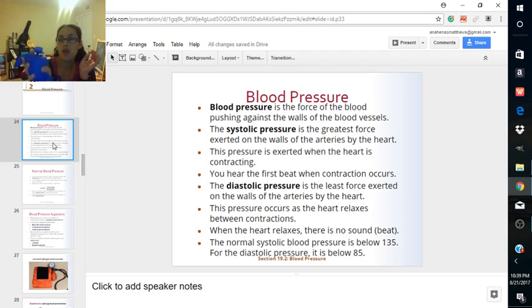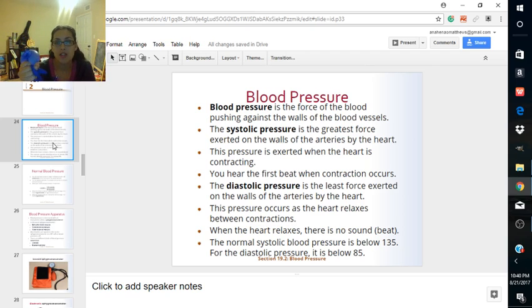So when the heart pumps, you see how much pressure is exerted all through the glove? That right there, at that point, is called your systolic pressure. It's the greatest force exerted on the walls of the arteries when the heart is contracted. Does this make sense? You hear the first beat when the contraction occurs.